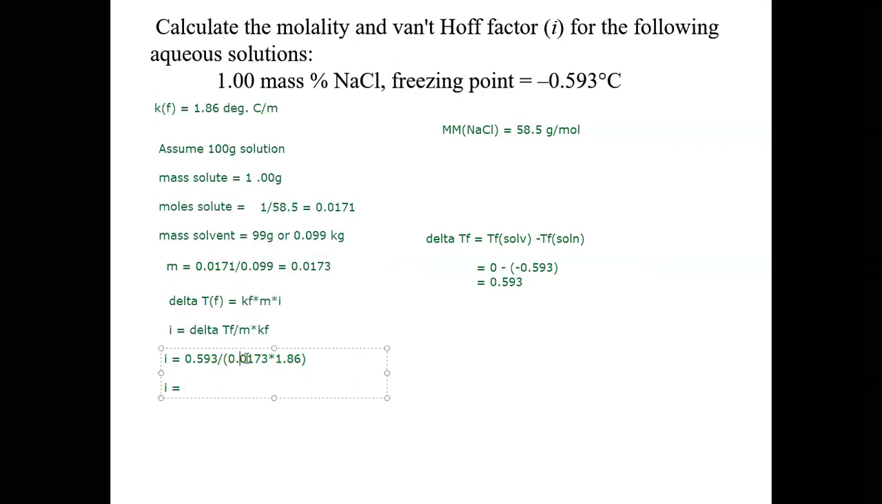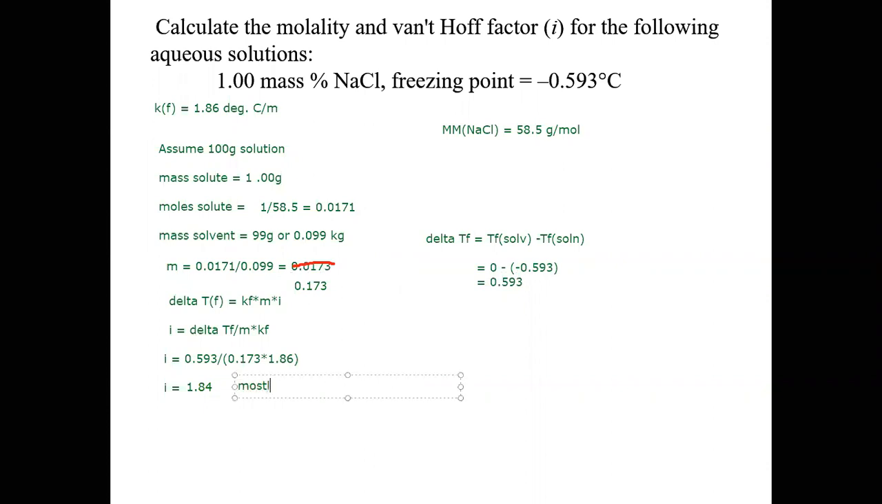Oops, I made a boo-boo. This should be 0.173. So let me change that. And we get 1.84. So what does this i of 1.84 mean?